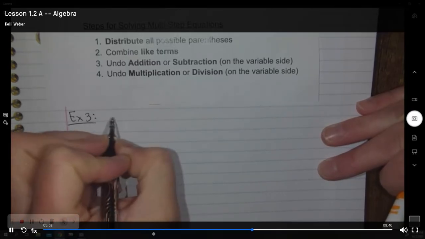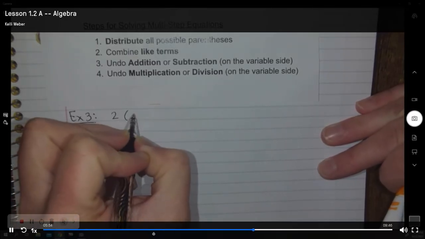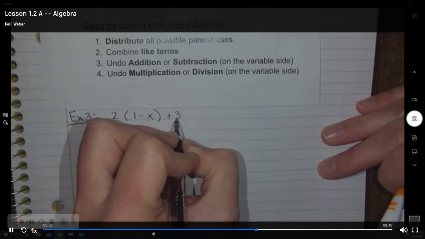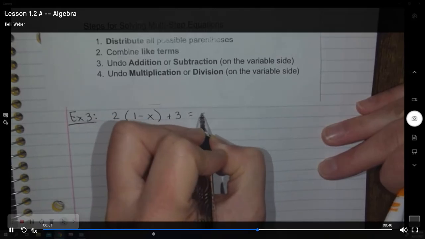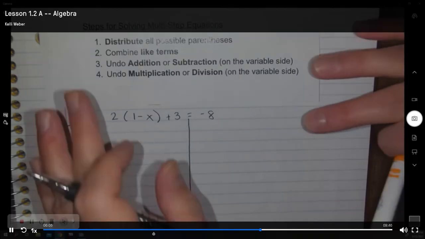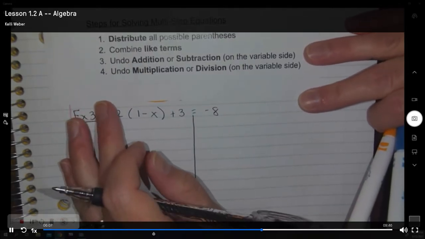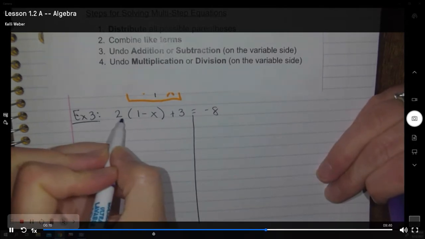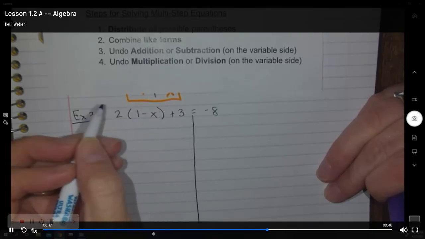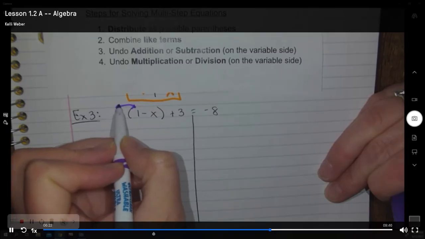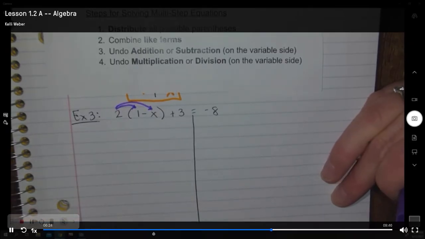For example 3, I have 2 times the quantity 1 minus x plus 3 equals negative 8. So draw my line. Step 1 says distribute all possible parentheses. Yay, we've got parentheses this time. So remember, 2 or any number glued to the outside of the parentheses means you're multiplying. And we're multiplying that 2 by everything inside the parentheses.